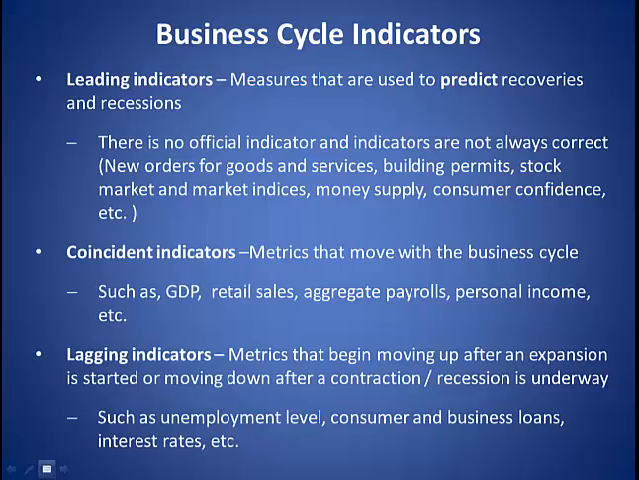Now, there are coincident indicators, and these are the metrics that move with the business cycle itself. That includes such indicators as GDP, retail sales, and aggregate payrolls. The more people we're paying, the higher the payrolls. Also personal income and economic indicators such as those.